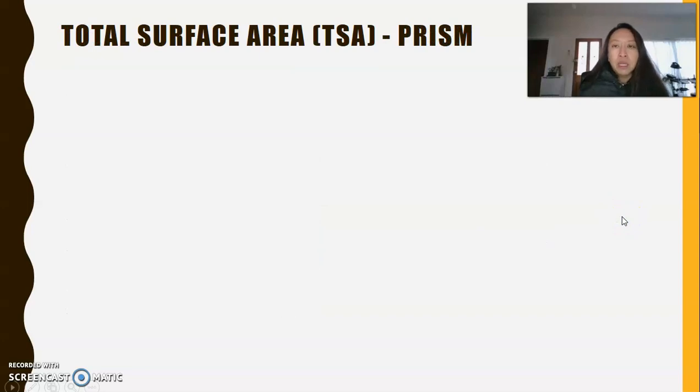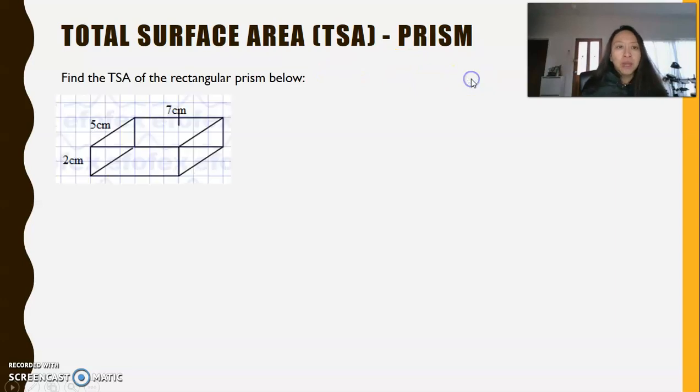Next, we are learning total surface area. As a shortcut for future use, I put TSA. So TSA will mean total surface area in future. The first thing we are doing is to find the TSA of a prism. Let's start with a very simple one, a rectangular prism, given the dimensions below.